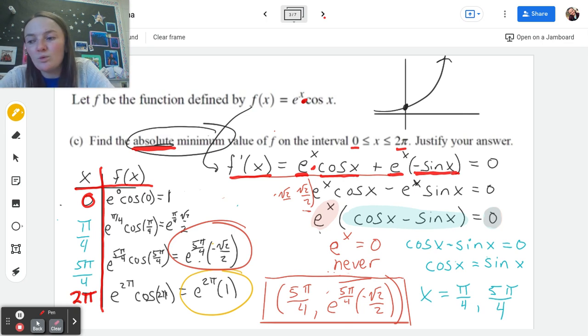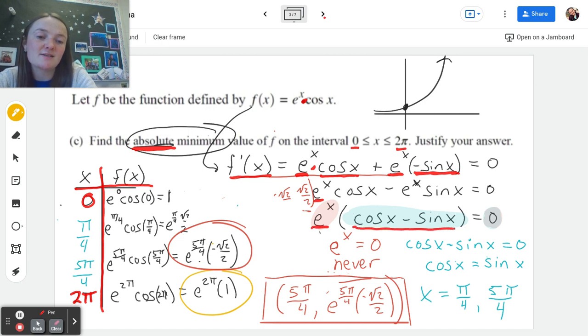We need to find out what values cause this function to equal 0. So maybe a little bit of trig is in there too. Notice how there's a common factor of e to the x. So I'm going to pull e to the x out, leaving me with cosine of x minus sine of x on the inside. Using the zero product property, I can set both pieces equal to 0.